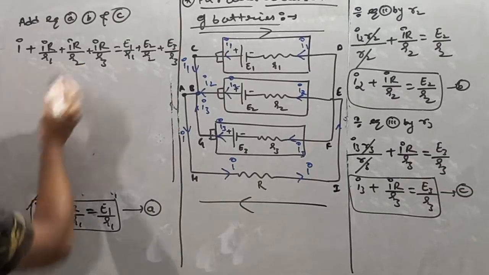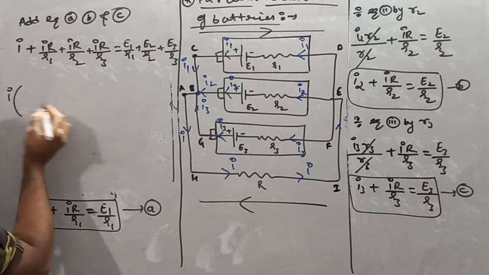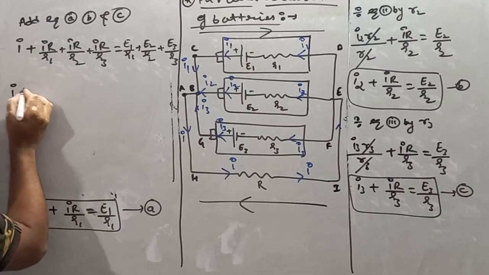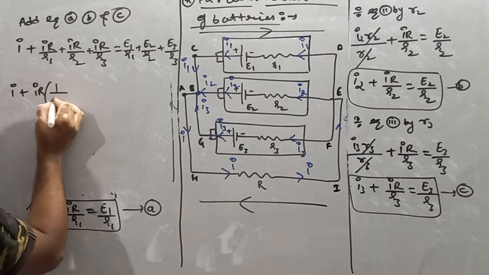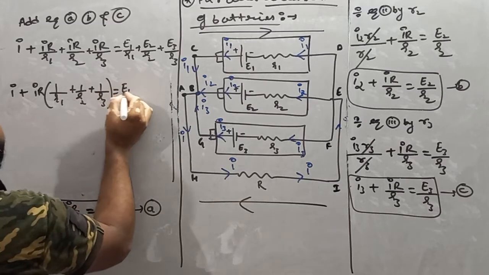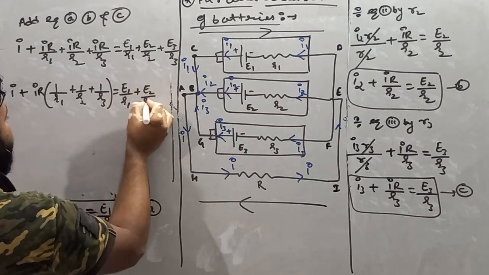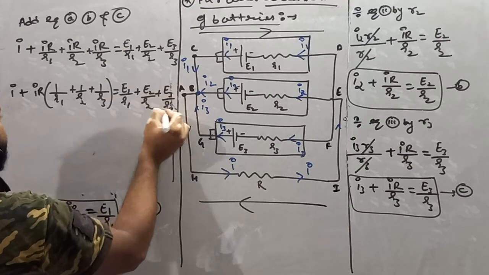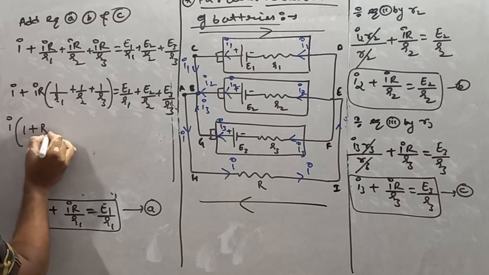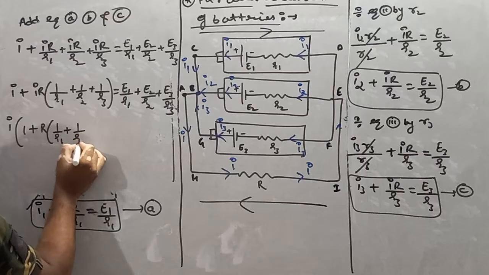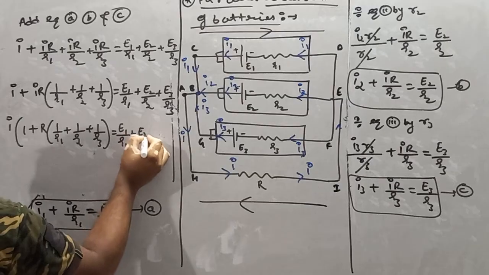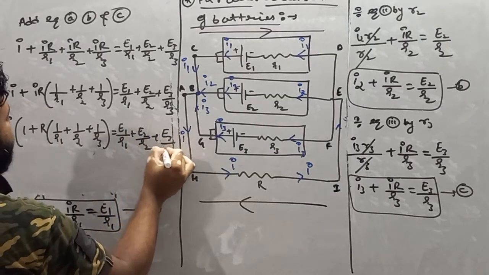Now see, I am taking common I from here. So taking I common, what we'll get? I plus IR getting common. So what we'll get? I times 1 by R1 plus 1 by R2 plus 1 by R3 is equal to E1 by R1 plus E2 by R2 plus E3 by R3, dear student. Now see, from here I'll take I common. So what we'll get? I times 1 plus R, 1 by R1 plus 1 by R2 plus 1 by R3 is equal to E1 by R1 plus E2 by R2 plus E3 by R3.